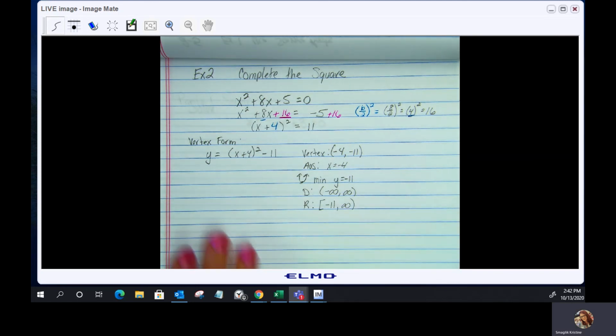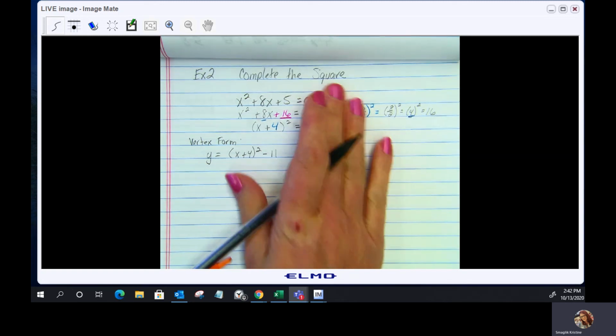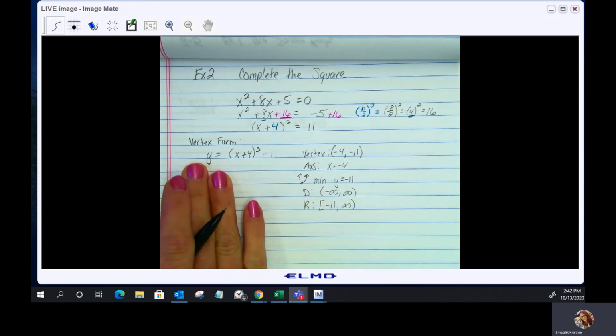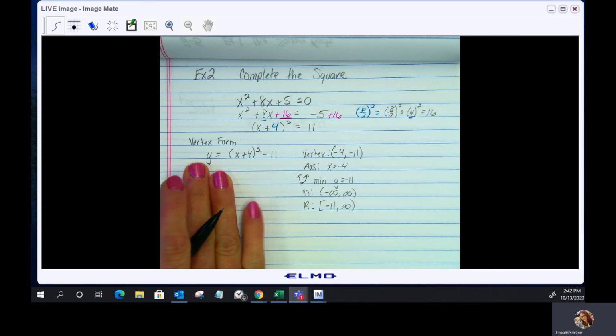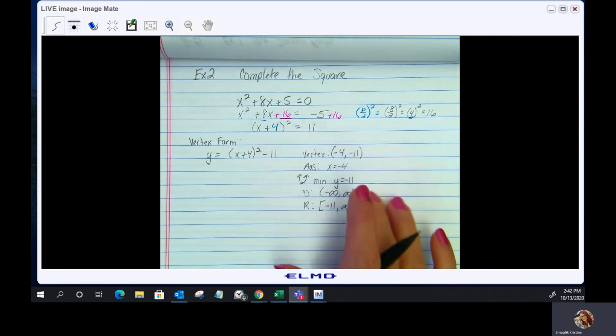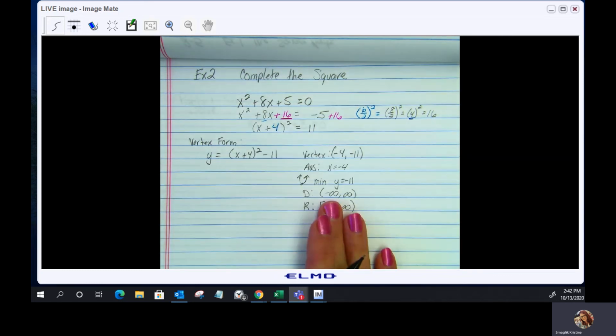So we've completed the square. We've also moved it into vertex form, which now brings it back to Algebra 2, unit 1. And we've talked about some key features. Hopefully this will help you also prepare for your test.